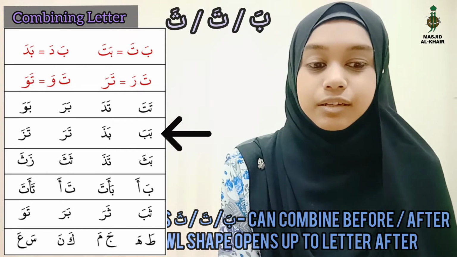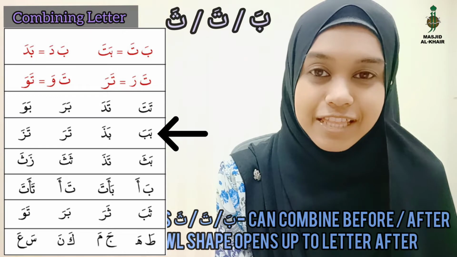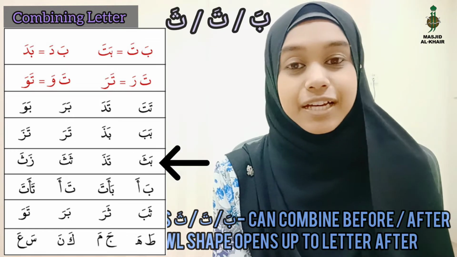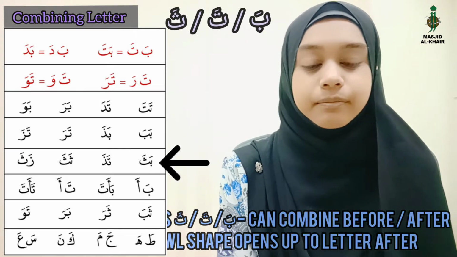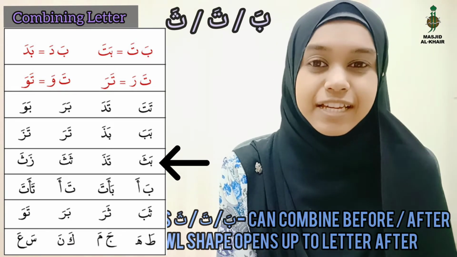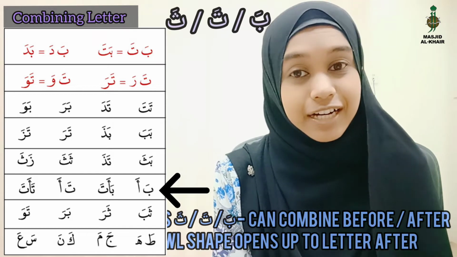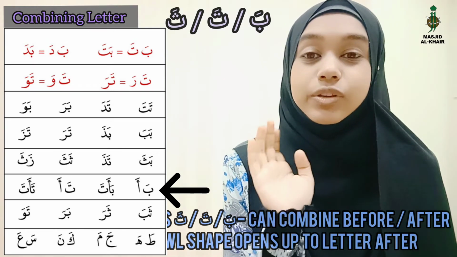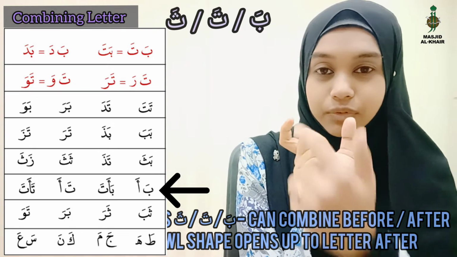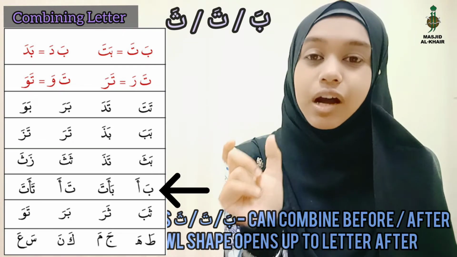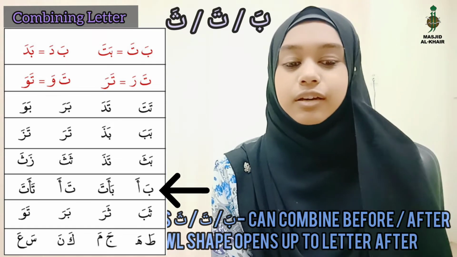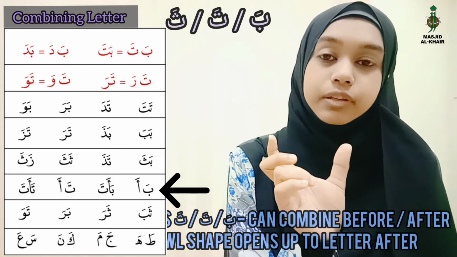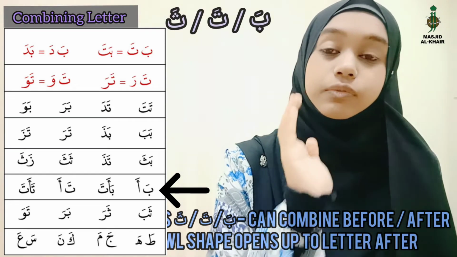Ba ba, ba za, ta ra, ta za, ba sa, ta za, sa sa. Here with letter a, ba cannot combine with a. A is always on its own. So you see that ba, you don't combine with your letter a. There's a spacing: ba on its own, a on its own. Just now, ba and a were separated. Now ba and a, the a sits on top of your ba.